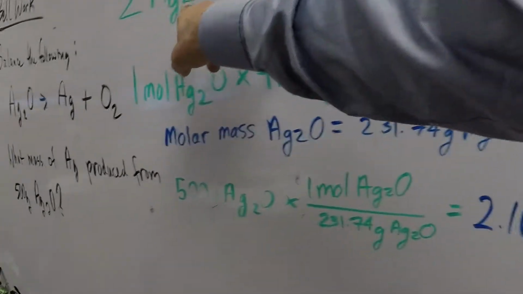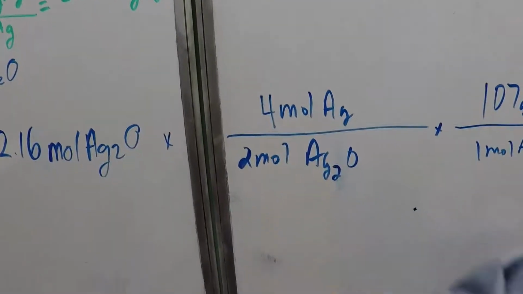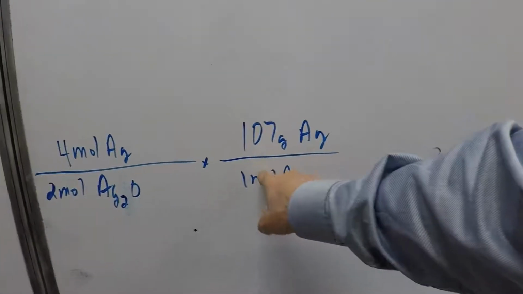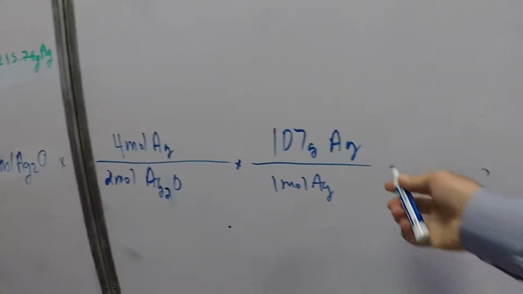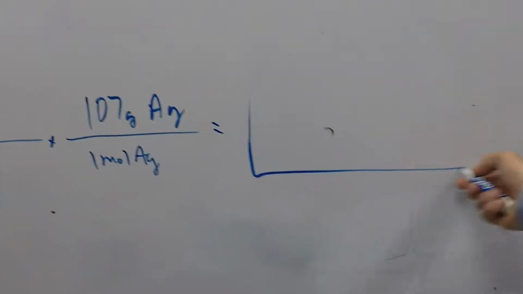And her balanced equation shows you have a 2 there. So it's really 2 divided by 4. And then you're going to multiply it times the mass of silver to find the answer. So can anybody come up here and do this for us? I'll give you 10 points.